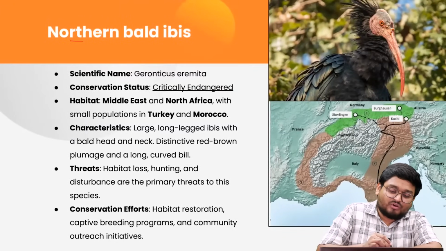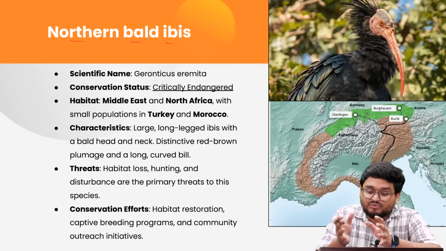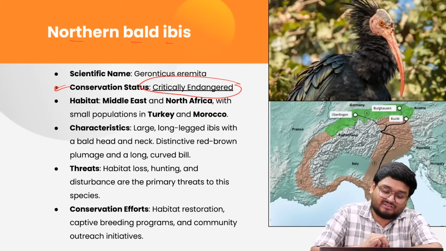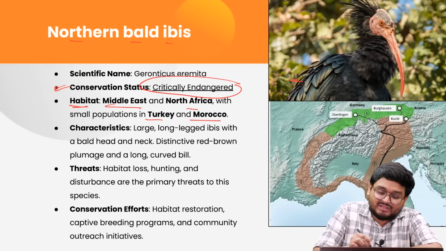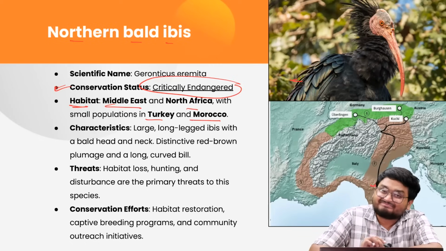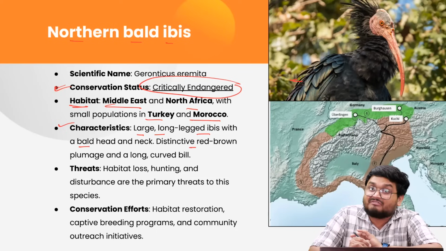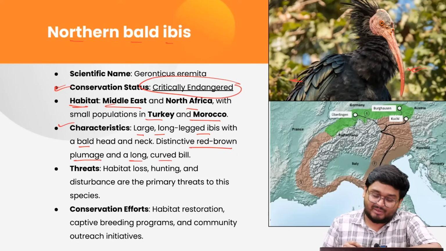We'll be looking into the northern bald ibis, because this is a bird species which is in the news in The Hindu. If we can see here, the main aspect is that we have to look into the conservation status, that it is critically endangered, and the main habitat of this kind of birds, if we can see here, is the Middle East and North Africa, with some populations in Turkey and Morocco, right? And their main characteristic is that they have a large, long ibis, right, with a bald head and neck. They have reddish-brown plumage and a long curved bill, as you can see from this image, right?